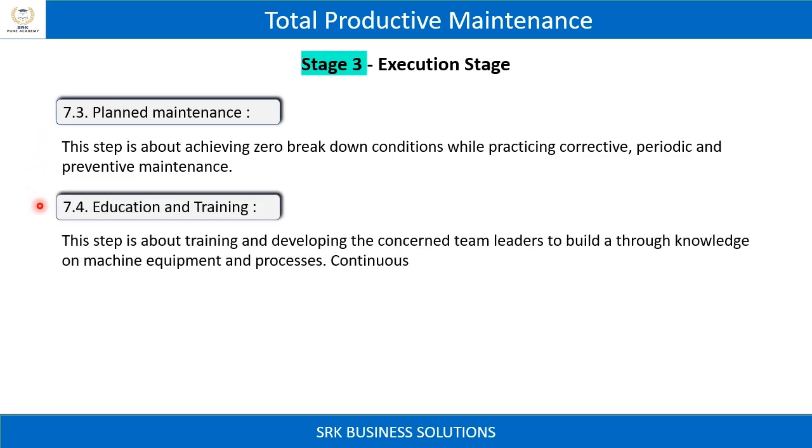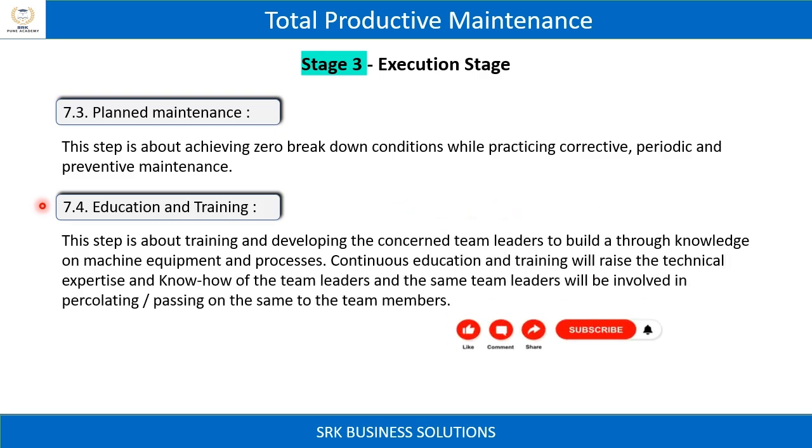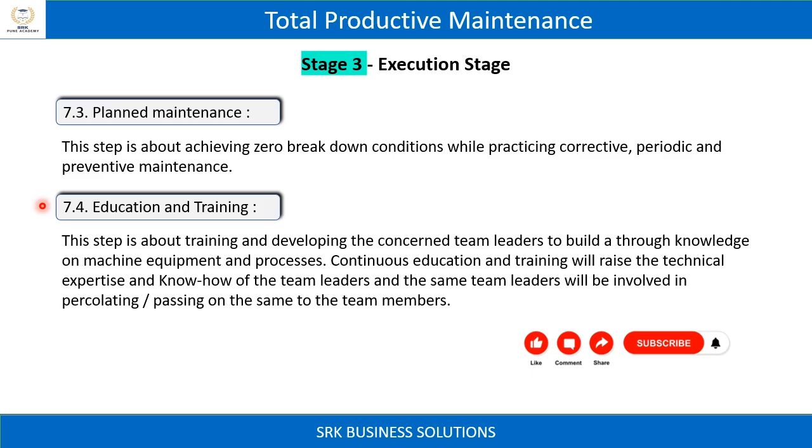7.4 Education and training. This step is about training and developing the concerned team leaders to build a thorough knowledge on machine equipment and processes. Continuous education and training will raise the technical expertise and know-how of the team leaders, and the same team leaders will be involved in passing on the same to the team members.